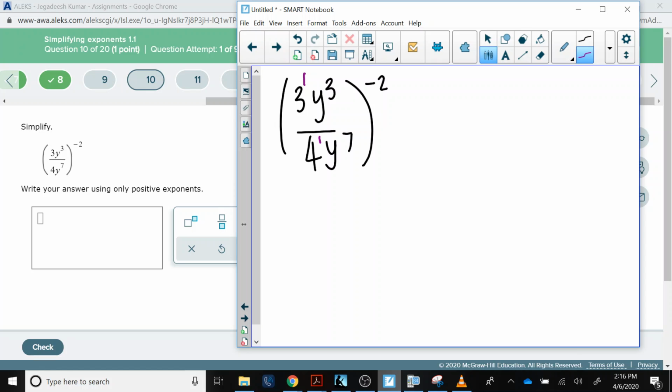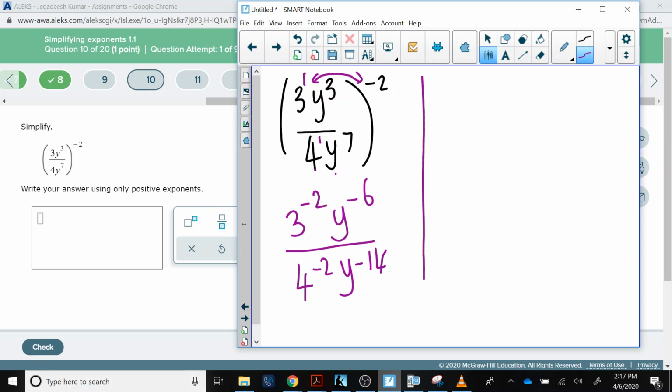We all know that if there are two powers, you need to multiply the powers. So I'm going to write 3 to the negative 2, y to the 3 times negative 2 is negative 6, over 4 to the 1 times negative 2 is 4 to the negative 2, and y to the 7 times negative 2 is negative 14.